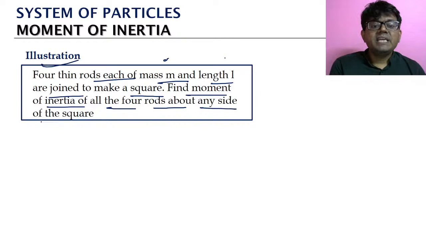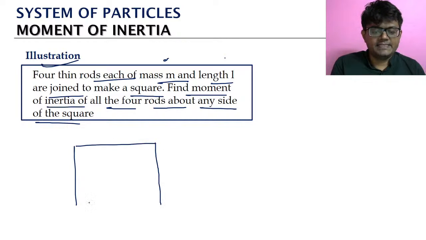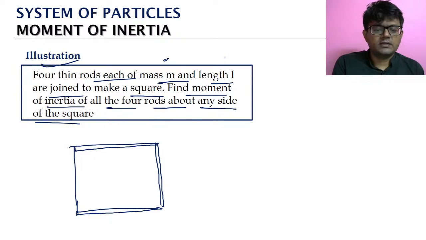About any side of the square. இப்போ நம்ம எடுத்த ஆக்சிஸ் என்ன பாருங்க? any of the sides பாருங்க. ஸோ இதுதான் நம்ம 4 rods. இது ஒரு ராட், இது இங்க ஒன்று, இது எனக்கு தேர்ட் பார்ட், இது எனக்கு ஃபோர்த் பார்ட். ஓகேவா? each of them is having a mass m and length l.